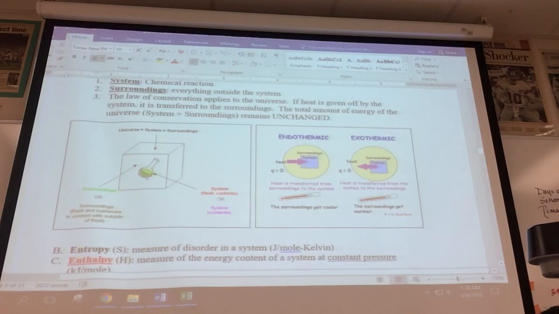So the system typically would be either the contents, that is the chemical reaction, or you could consider the flask part of the system as well. The surroundings are everything outside.